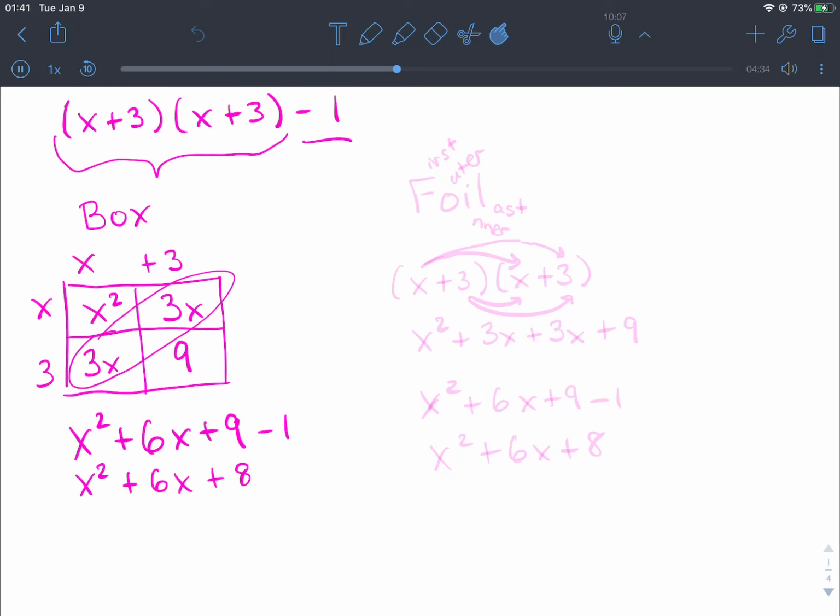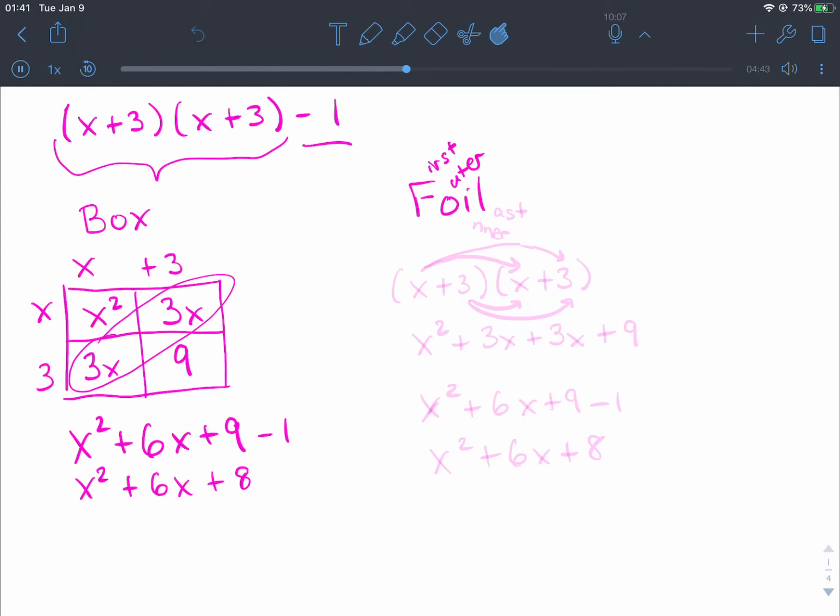The other method is the FOIL method, where F is first, O is outer, I is inner, and L is last. So if we rewrite x plus 3 times x plus 3 again, the first numbers are x and x. X times x is x squared. And it might be better if we draw arrows. Next is O for the outer pair.